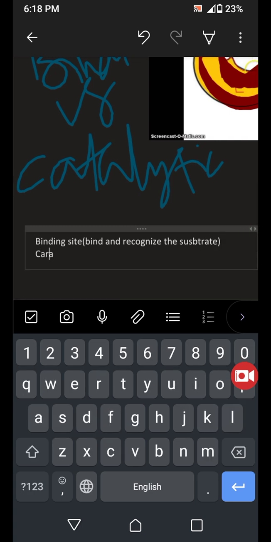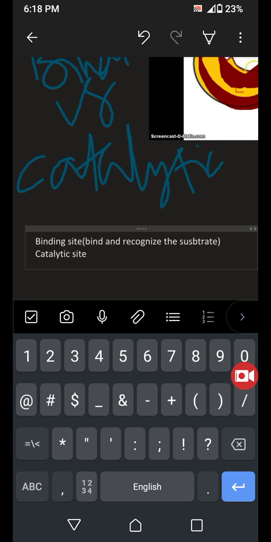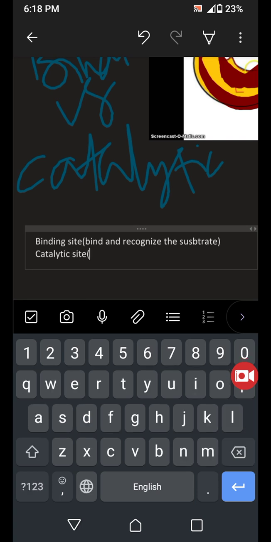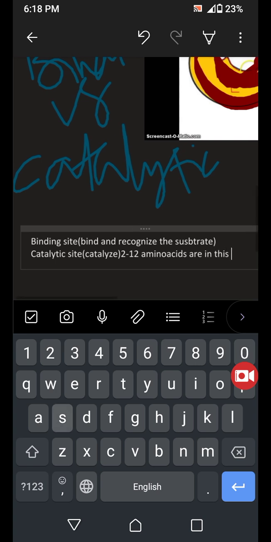And in the catalytic site, you can assume from the name what catalytic means. In the catalytic site, the catalyzation will take place. The enzyme will catalyze it and the product will move out. In the active site, catalytic activity is also present, in which catalyzation is taking place. And in this site, 2 to 12 amino acids are present.